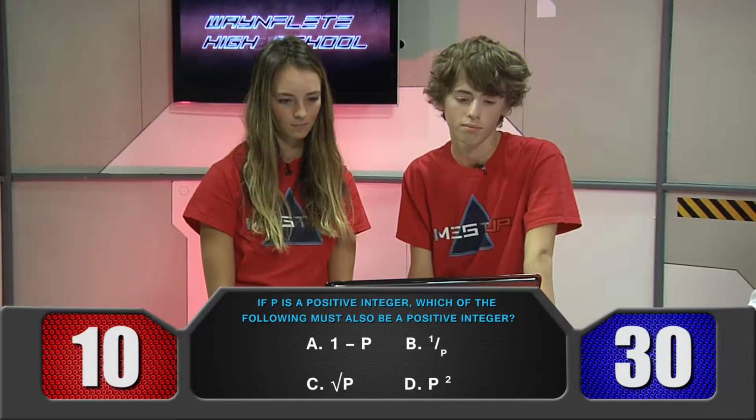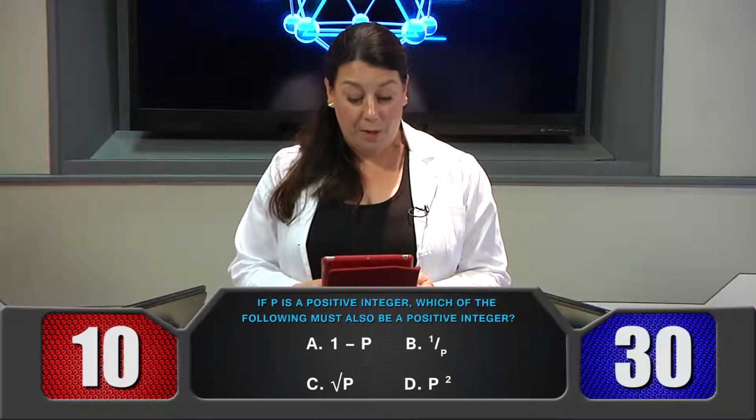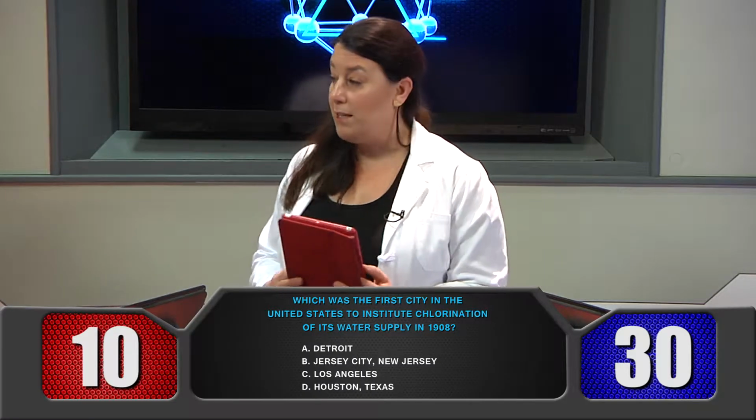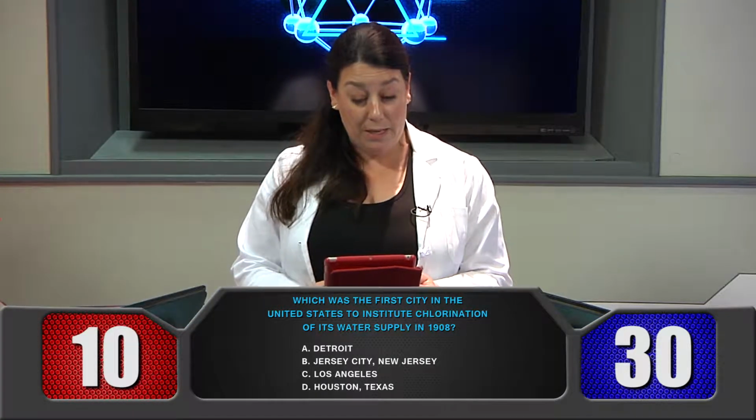That's correct. And last one, which was the first city in the United States to institute chlorination of its water supply in 1908? Red team. C. Incorrect. Blue team. A. Detroit. Incorrect. The correct answer is B, Jersey City, New Jersey.